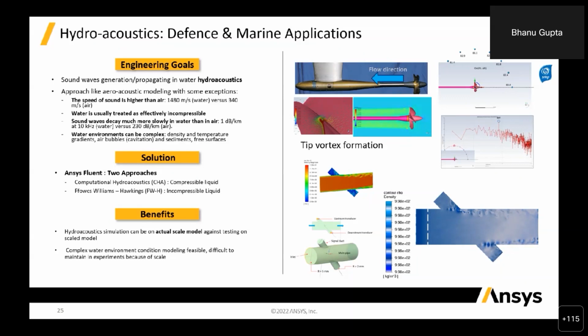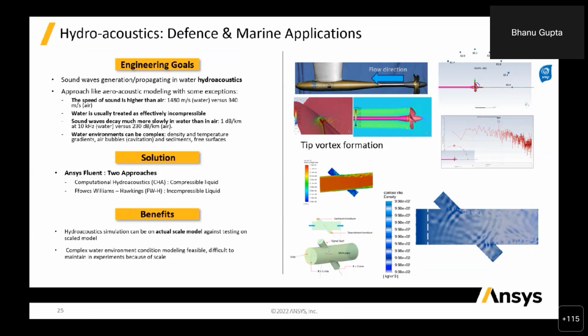Now, what changes there? Typically, the speed of sound changes, right? In principle, the speed of sound for water is around 1480 versus the speed of sound in air, which is 340. Water is maybe effectively treated as incompressible, but definitely Fluent has the capability of modeling the compressibility of water also, using certain equations like Tait. And then what is important in underwater acoustics is the complex water environment.